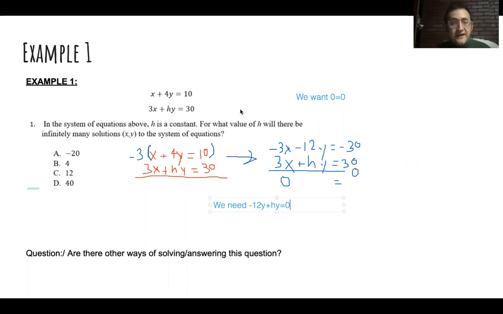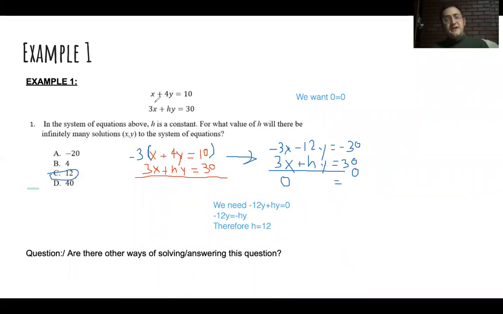And that means that negative 12y equals negative hy. And that means that h is equal to 12, making the answer C.